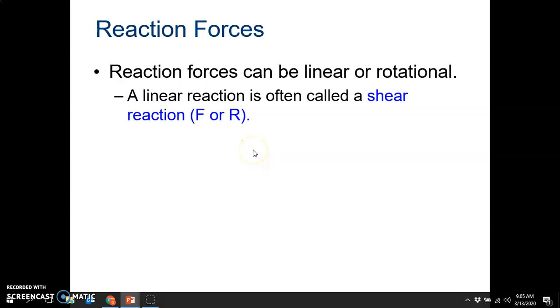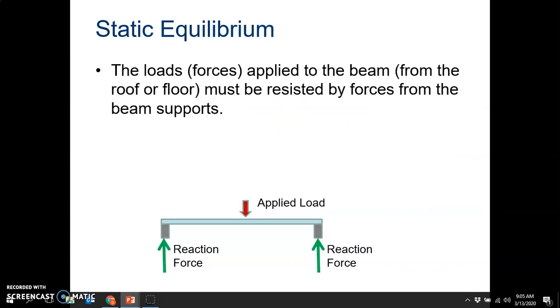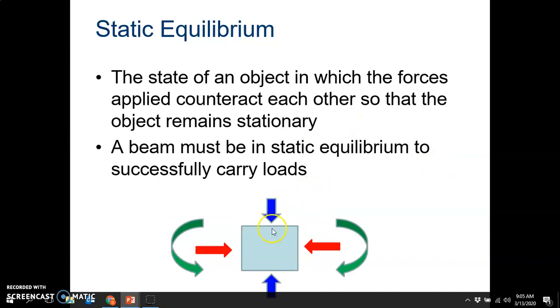So reactionary forces can be linear or rotational. What does that mean? Well, linear is up and down motion, like I was referring to before. Let's go back to this slide real quick. These would be linear, as in they're just in one direction. And then these would be rotational.